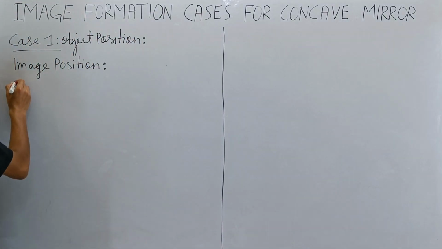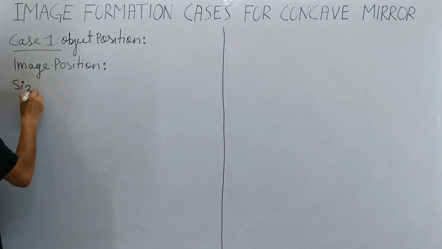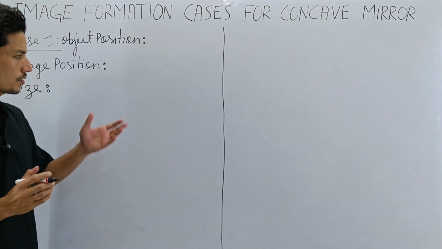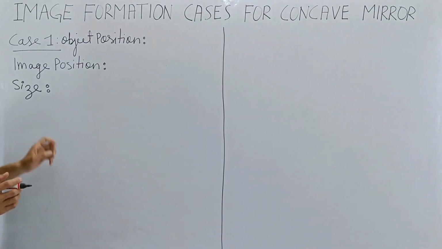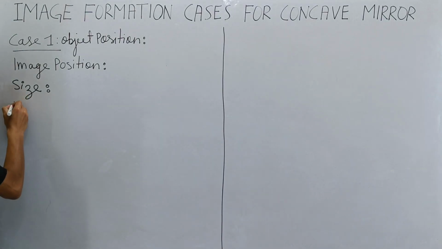Then next is size. Size here refers to the size of the image, which I will elaborate once we draw the ray diagrams. Then we have finally the nature.